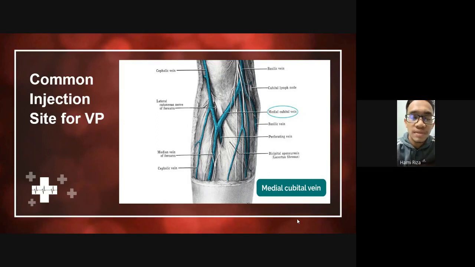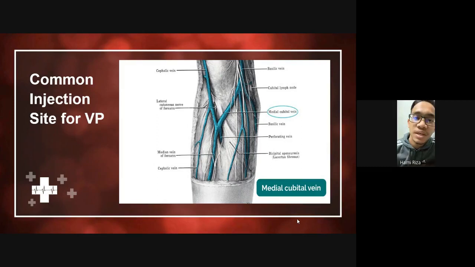So the most commonly used vein is the median cubital vein, which is located at the cubital fossa, and actually this vein serves as an anastomosis between two veins, which are the cephalic and basilic veins. Apart from the median cubital vein, there are several other veins that can be used but are not preferred, such as the cephalic vein, because this vein tends to roll, and also the basilic vein, because the basilic vein is very close to the brachial artery and also the brachial nerve.